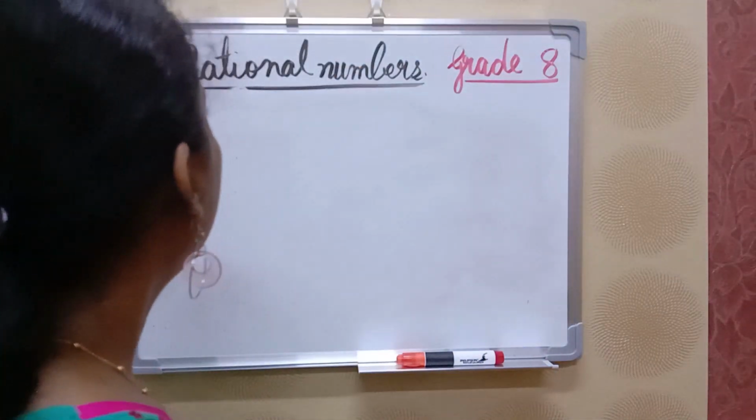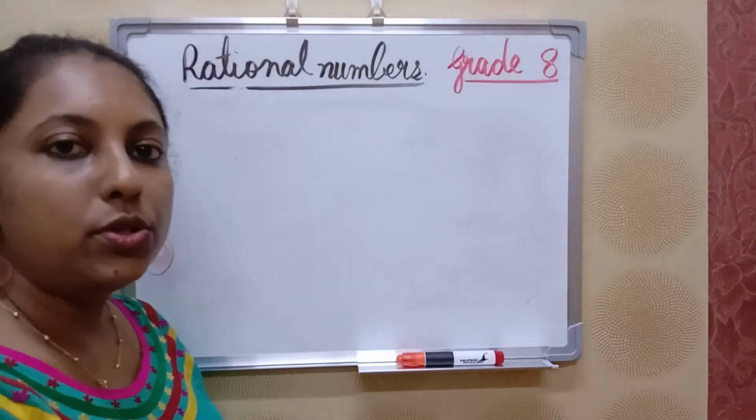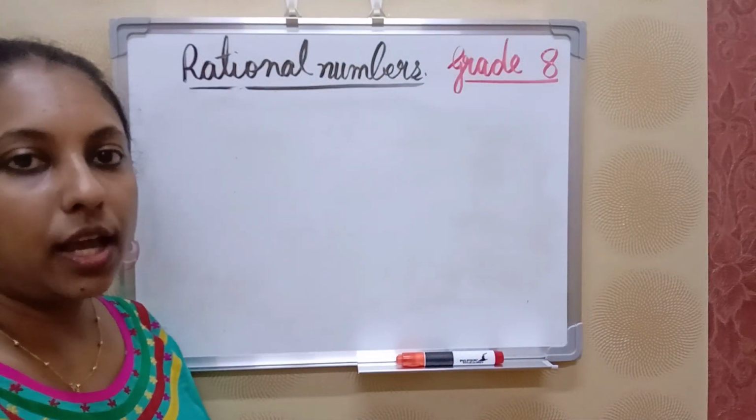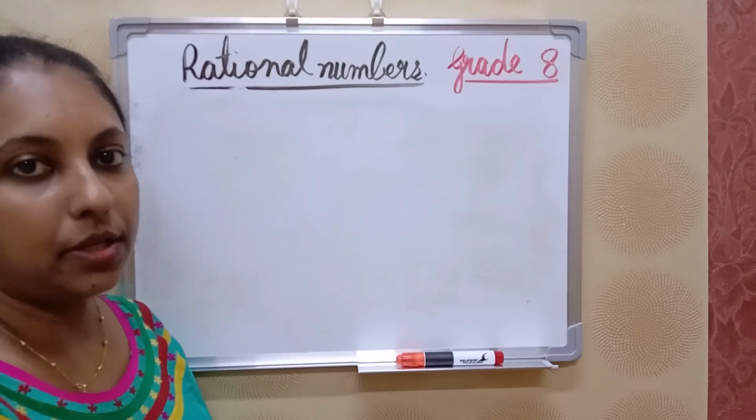Chapter 1, Rational Numbers, Part 1. After this class, you will be able to understand rational numbers and properties of rational numbers. Before we move to our lesson, first we have to recall numbers.